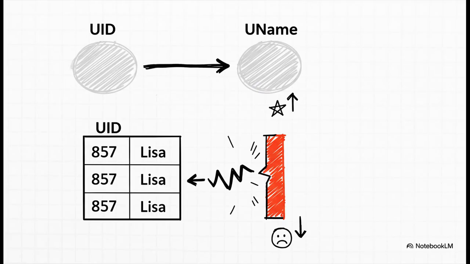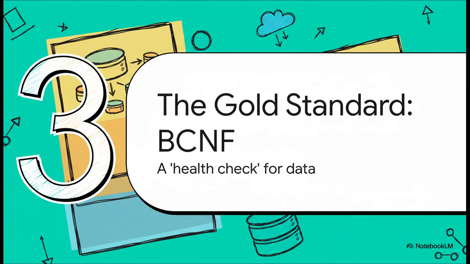So let's bring that detective lens back to our broken table. What's the hidden rule we violated? It's this. A user's ID, their UID, must uniquely determine their name. There should only ever be one name tied to user ID 857, and that name is Lisa. Our original design broke that fundamental truth. Okay, so we found the broken rule. Now what?